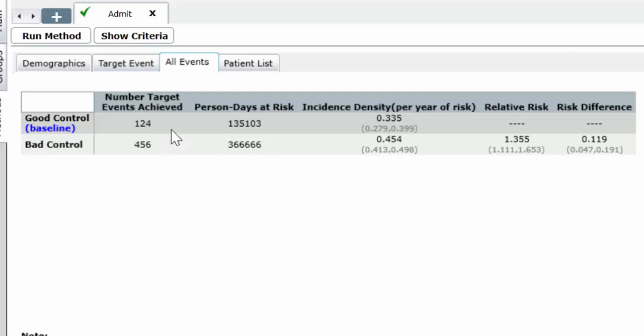The bad control group had a total of first, second, third, fourth, etc. admissions of 456 with 366,666 person days of risk and an incident density per year, 0.45. The relative risk takes this number, divides it by this number, giving 1.355. You're 1.355 times more likely to be admitted to the hospital if you're in bad control than good control, with a confidence interval that goes from 1.11 to 1.6. It excludes one and is statistically significant at the 95% confidence level. The risk difference goes from 0.047 to 0.191. It excludes zero, and so this too is statistically significant. If you want, you can generate a patient list, as we did before, and take a look and see who needs to be seen in follow-up.